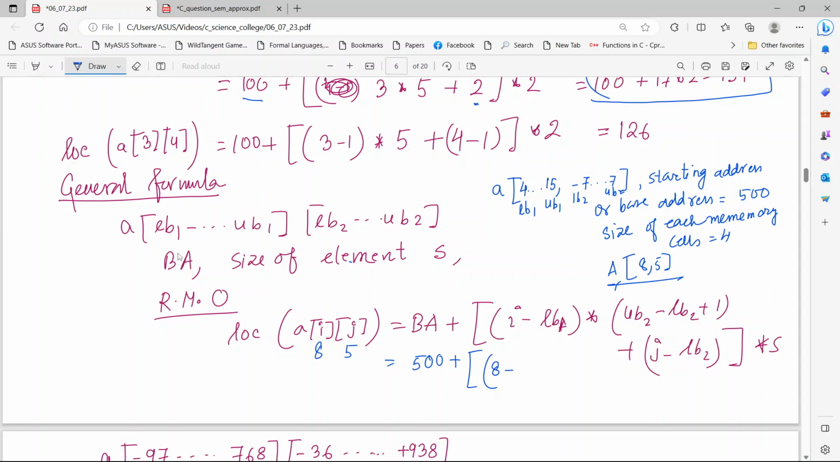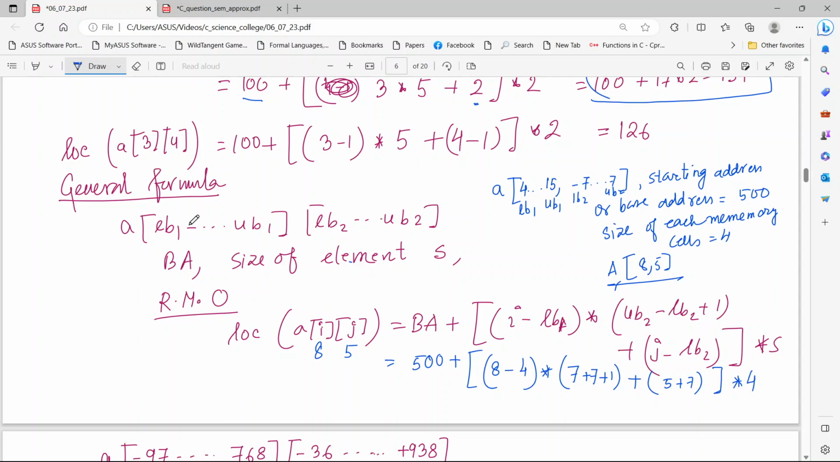So the lower bound 1, that means that one is a 4, multiplied by the number of columns, that means upper bound 2 minus lower bound 2 plus 1. This is because this is a minus 7. And the thing is that plus this j is 5 minus lower bound 2. The lower bound 2 is nothing but minus 7, that means plus 7, and that should be multiplied with the size of the data. That means if you calculate it, that is the answer.